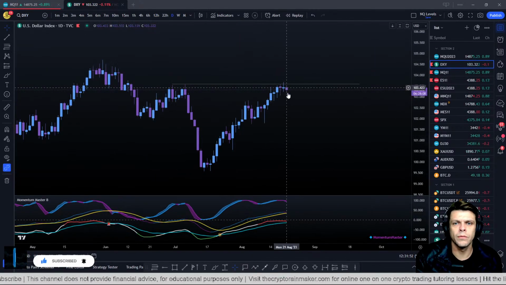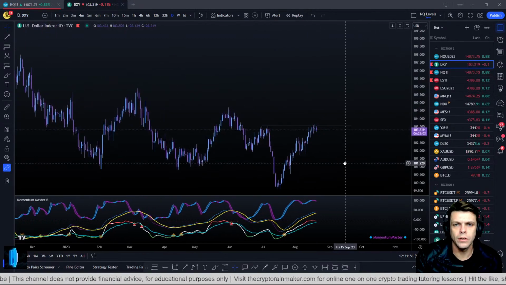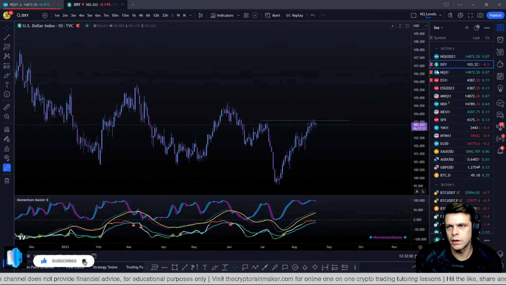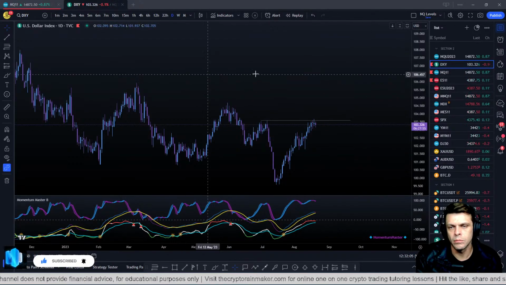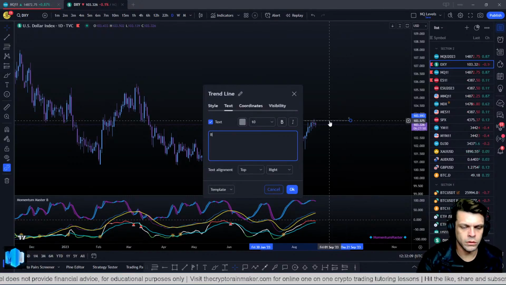So we are just waiting for this displacement to the downside. Then we should see the risk on assets such as the NAS, ES and Bitcoin start to rally a little bit after seeing lower prices during most of last week. Alright, so this was our buy side.